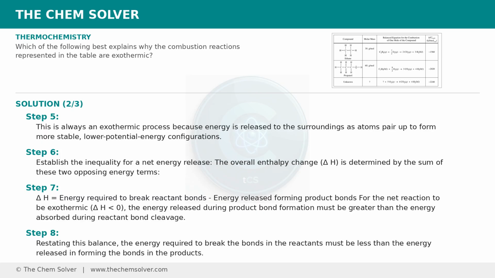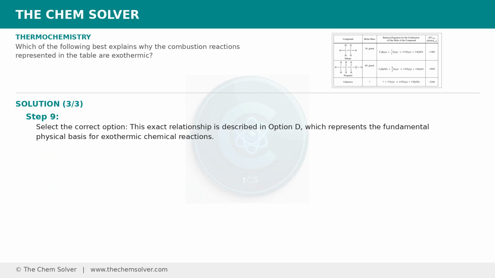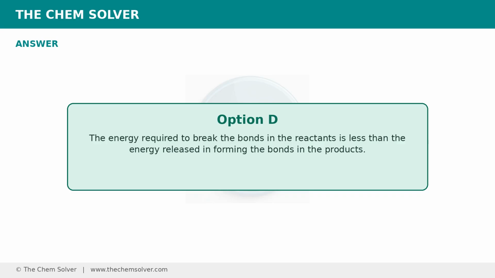Restating this balance, the energy required to break the bonds in the reactants must be less than the energy released in forming the bonds in the products. Select the correct option. This exact relationship is described in option D, which represents the fundamental physical basis for exothermic chemical reactions. The correct answer is option D. The energy required to break the bonds in the reactants is less than the energy released in forming the bonds in the products.